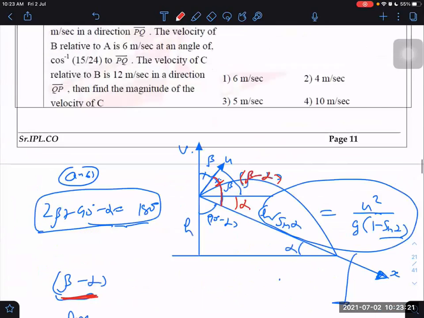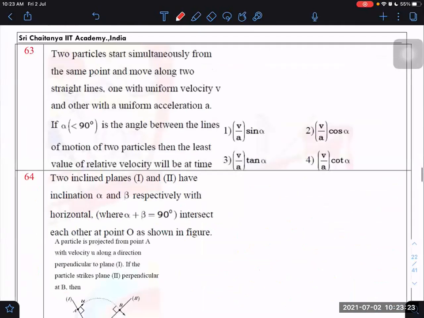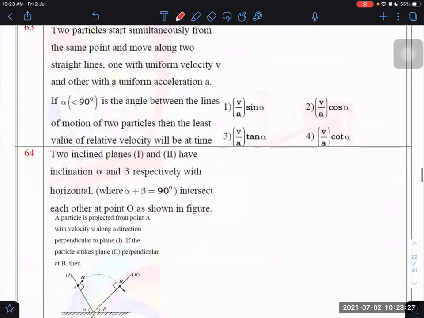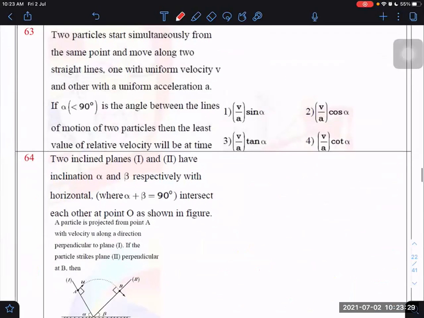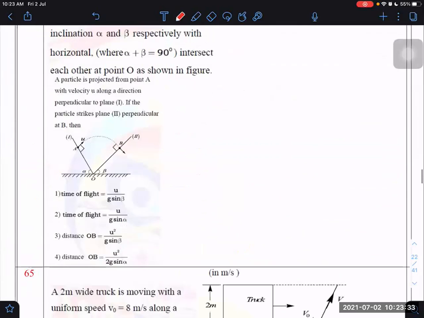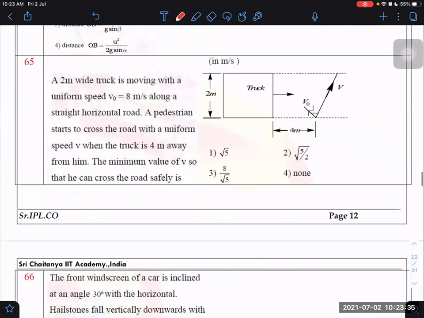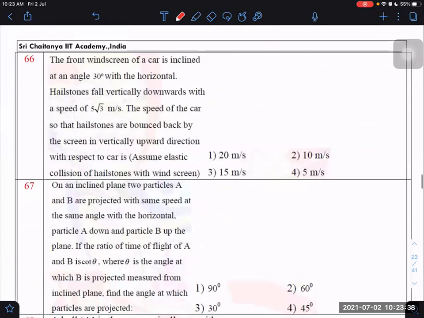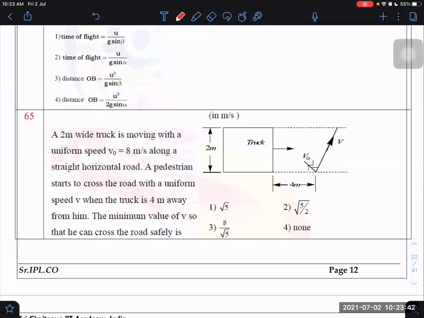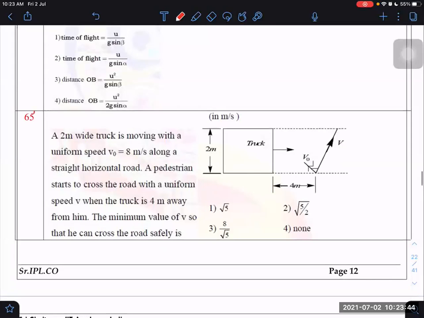62 is not to be done. 63. 65 can be asked. It is 2D motion, not necessarily projectile. Anything related to two-dimensional motion also can be asked.